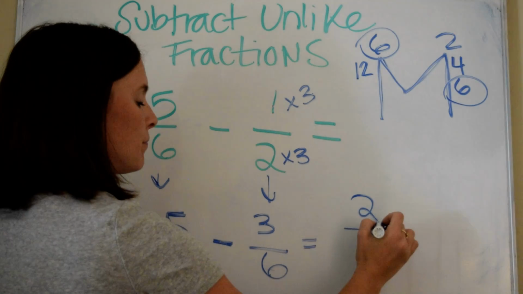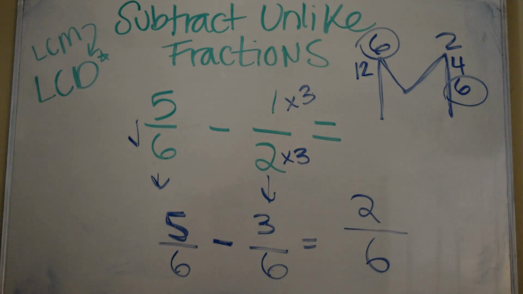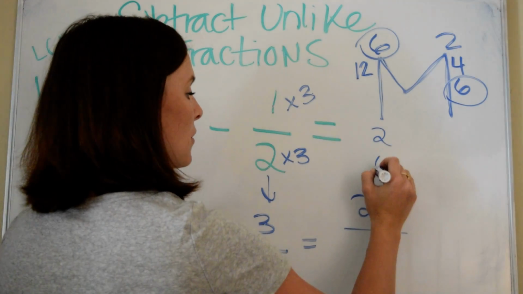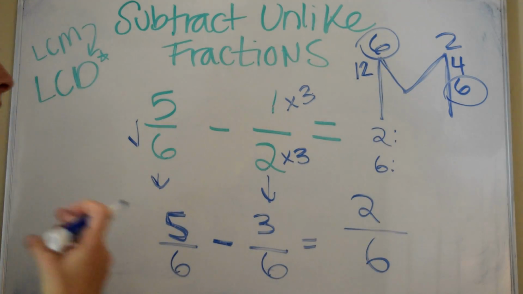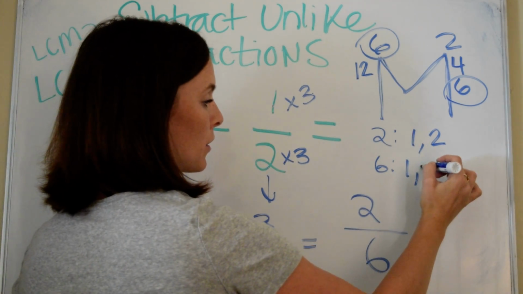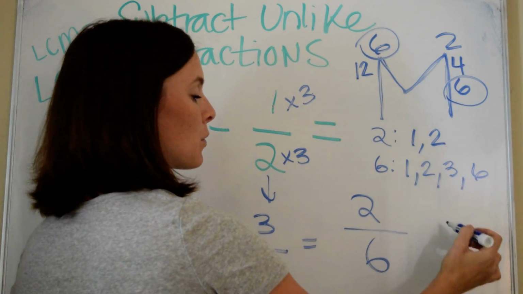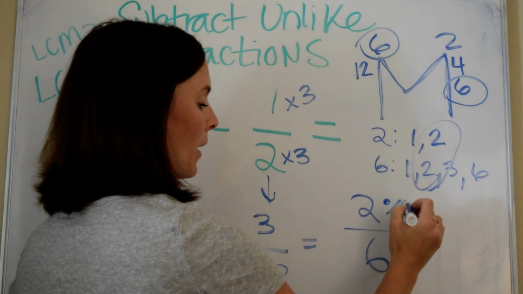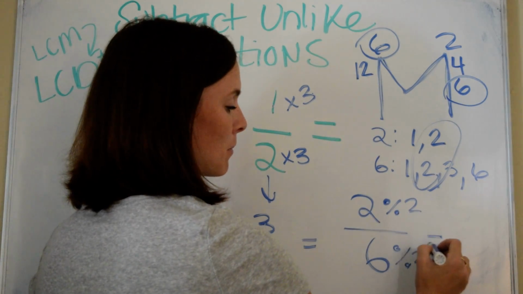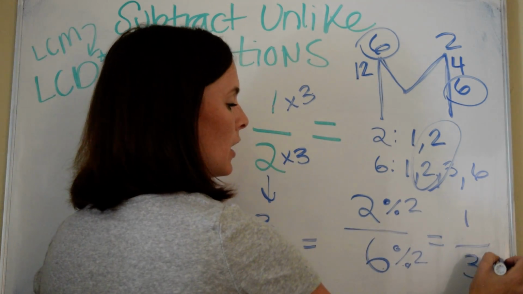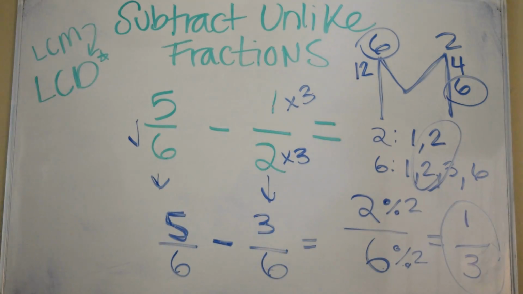5 minus 3 is 2. Now, always make sure it's simplified. Do 2 and 6 share a number? Do you notice that they both share the number 2 as far as factors? Remember, if you list out your factors, they're numbers that multiply and give you the number. The only factors of 2 are 1 and 2. The factors of 6 are 1, 2, 3, and 6. What's the greatest common factor? It's 2. So if the greatest common factor is 2, you're going to divide the top and bottom by it, and that will simplify your fraction. 2 divided by 2 is 1, and 6 divided by 2 is 3. So our simplified answer is 1/3.